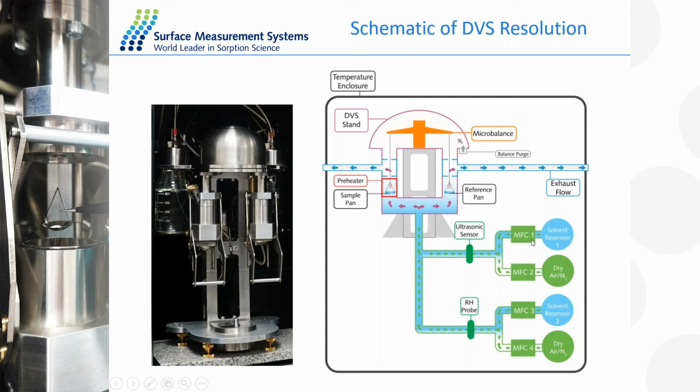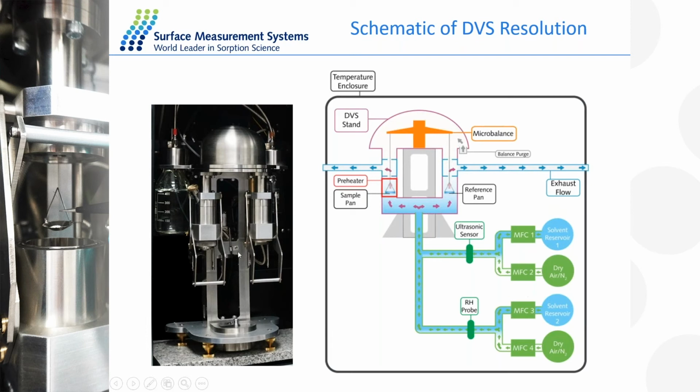Different concentrations of moisture or organic vapor are generated by the mass flow controller, mixing the carrier gas and the saturated vapor in a ratio to get a certain relative humidity. This mixture flows to the sample chamber at a constant rate, and the sample inside the chamber picks up the moisture, and the mass change is recorded by the balance.